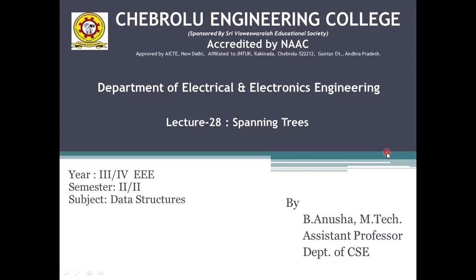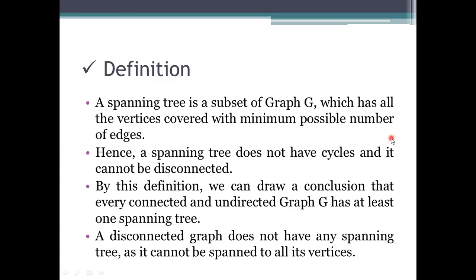Good morning, students. Today's topic is spanning trees. In previous sessions, we have covered what a graph is and how we traverse the graph using two different algorithms, DFS and BFS, and how we are representing a graph.